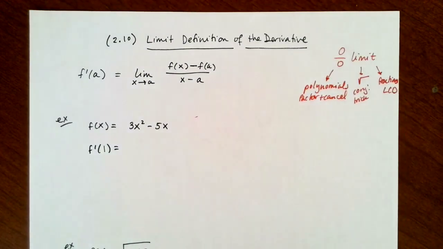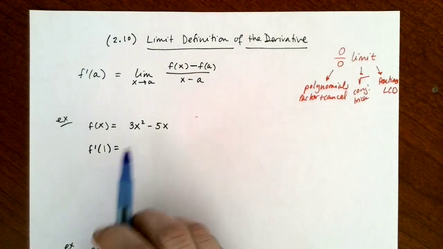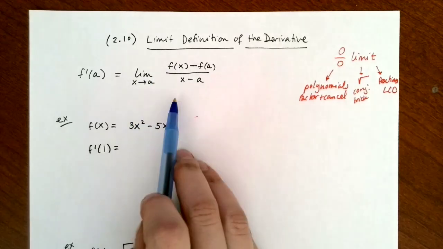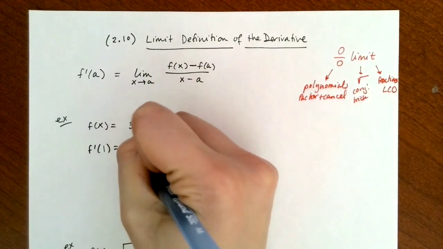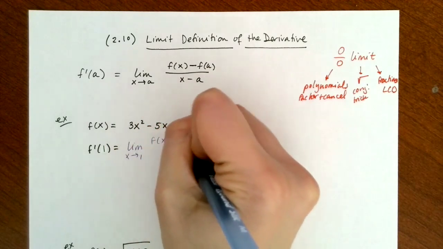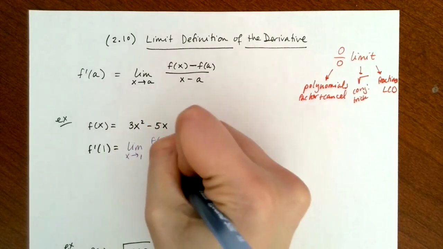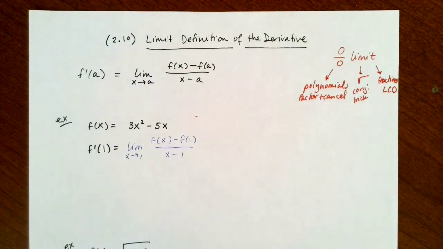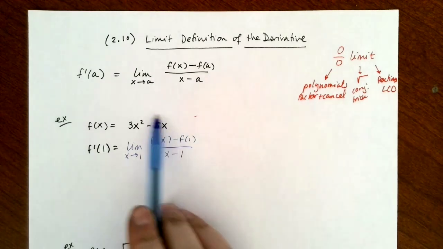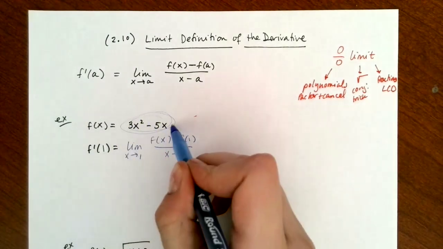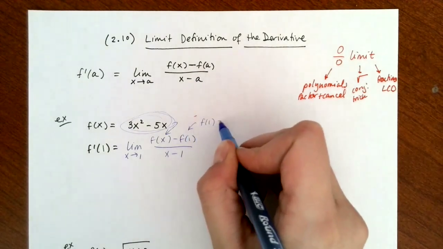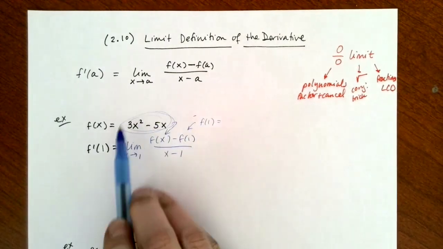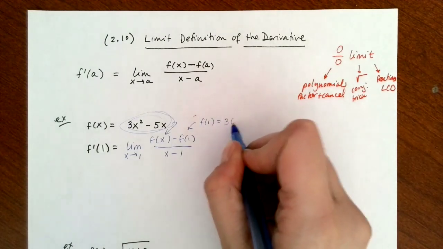All right, so let's start with this first example, f prime of 1. I'm going to start by just writing this definition, but with 1 filled in for a. So that'll be the limit as x approaches 1 of f of x minus f of 1 over x minus 1. We have 2 things to fill in our numerator. f of x is going to be the entire f of x formula, so all this goes right there. And then f of 1 is going to be a number, so I just need to compute that by plugging in 1 to this formula.